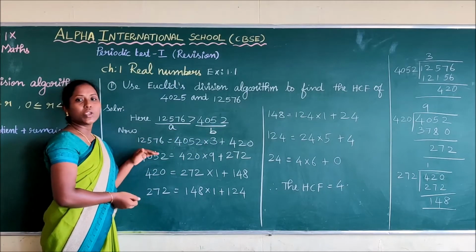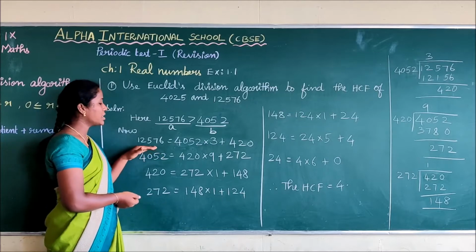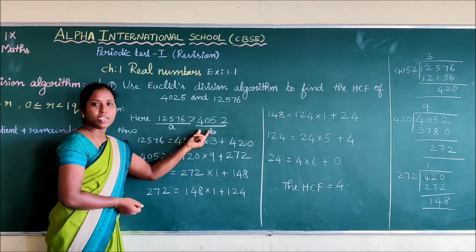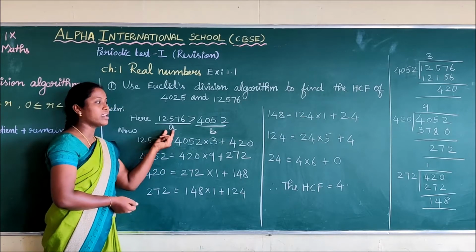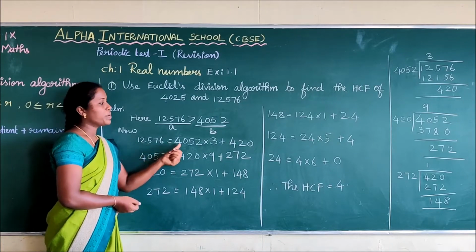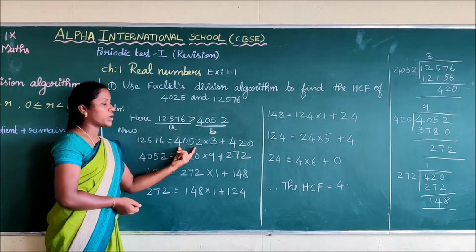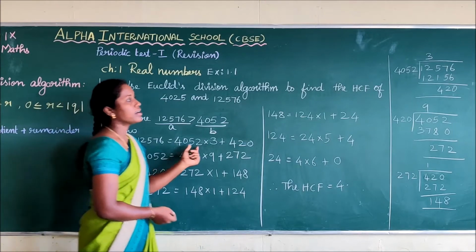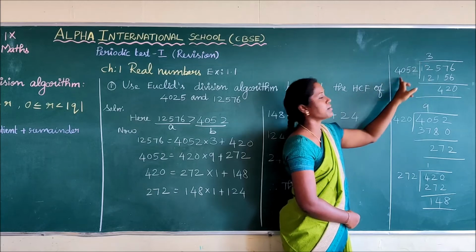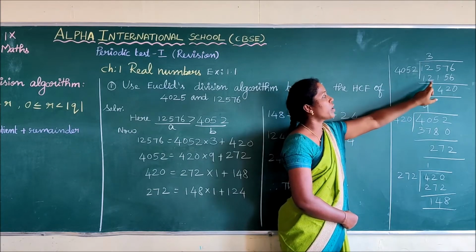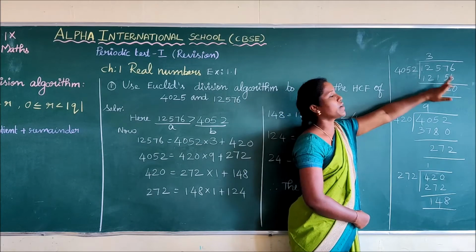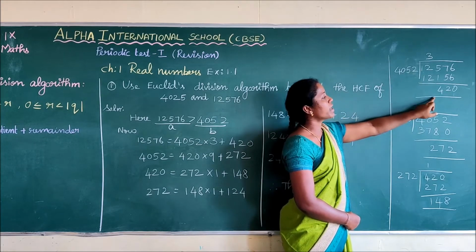Then apply Euclid's division algorithm. To find the remainder, we should divide a by b. What is a here? 12576, which should be divided by 4025. If you divide 12576 by 4025, 3 times 4025 gives 12075, the maximum multiple below 12576. So we get the remainder 501.